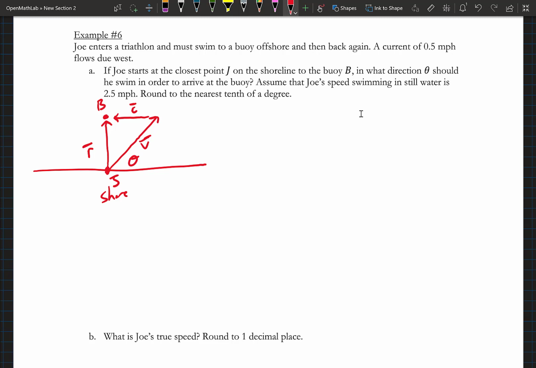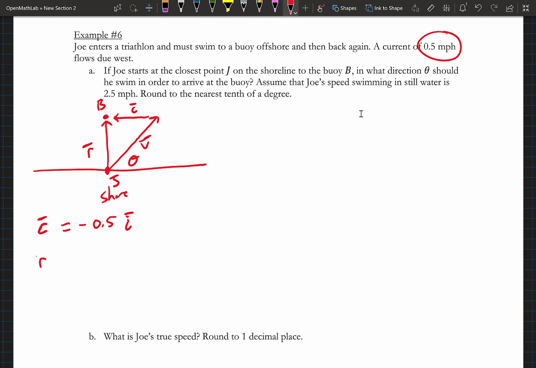Like vector C, notice that it's only going in the x direction, right? And it's going negatively, and the magnitude of that is 0.5. So the water current is 0.5, right? So this would end up being negative 0.5 times vector I. That's going to be vector C, because you just have the x coordinate and you're going to the left, so that's a negative value. Then the magnitude is 0.5. So that's vector C.